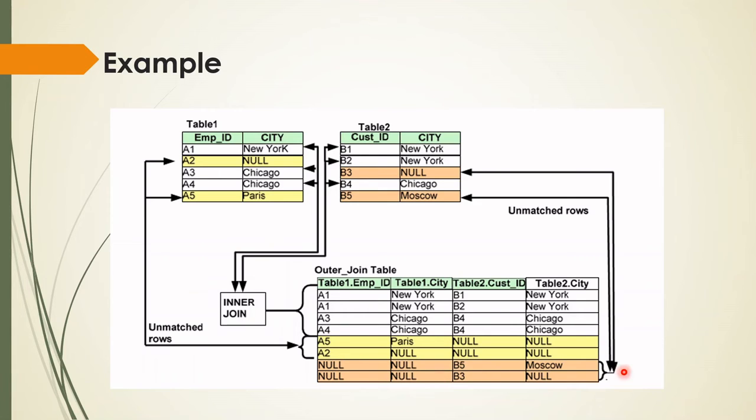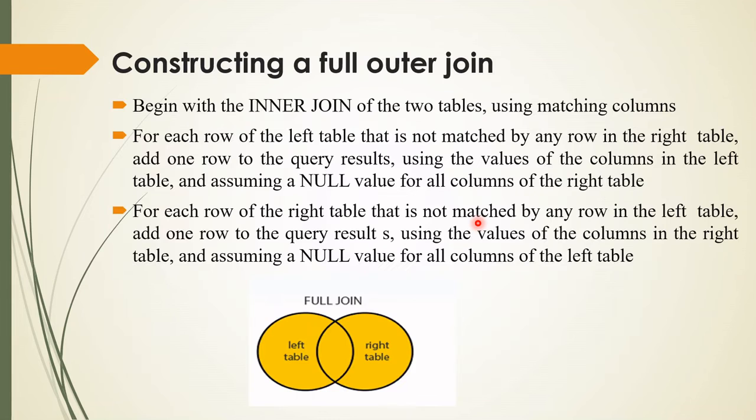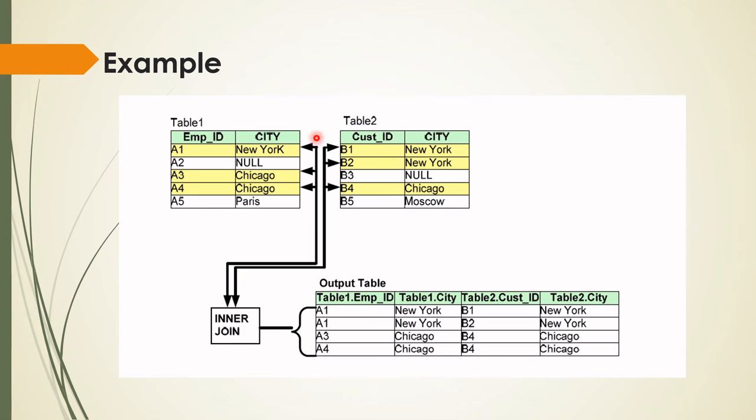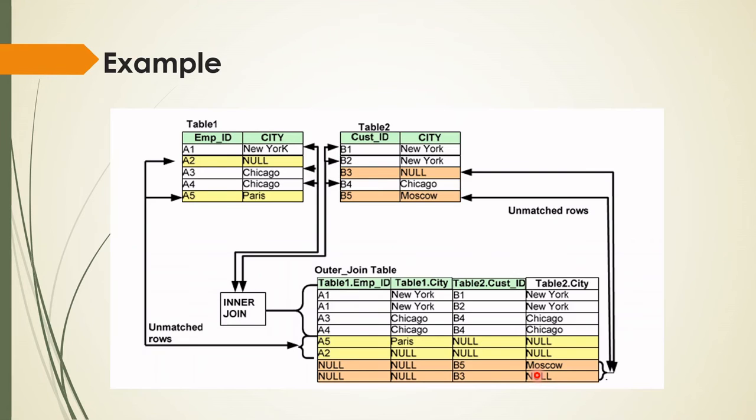So this orange line represents table 2's unmatched rows, and this yellow line represents table 1's unmatched rows. So this is the full outer join. In an inner join we have only the matched output, that I have explained. Now here, unmatched rows are also in the table. So that is the example of an outer join, but this is the full outer join.